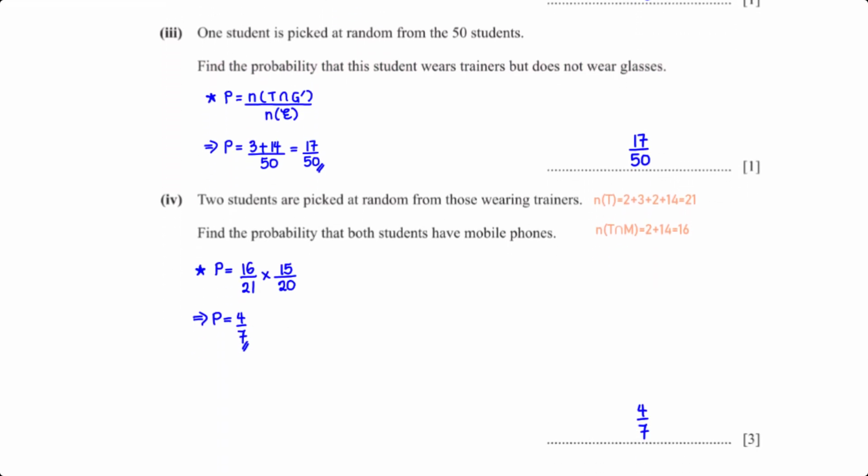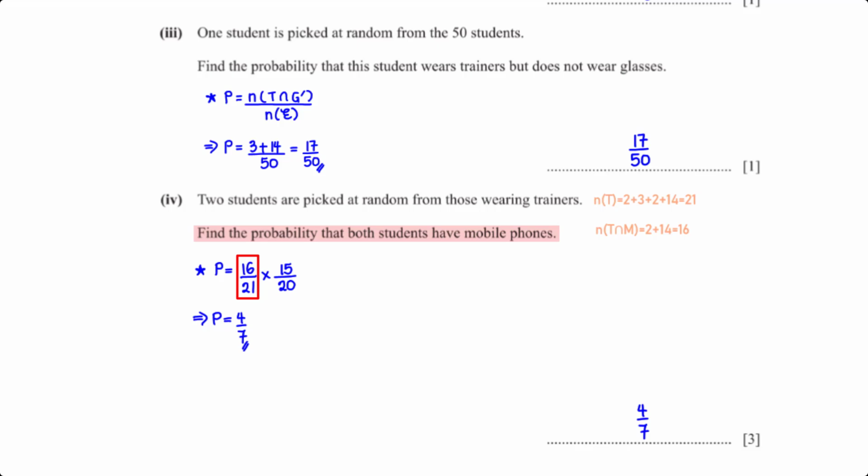Two students are picked at random from those wearing trainers. Find the probability that both students have mobile phones. The probability that the first student picked from the trainers group has a mobile phone is equal to the number of students who wear trainers and have a mobile phone, which is 16, divided by the number of students who wear trainers, which is 21.